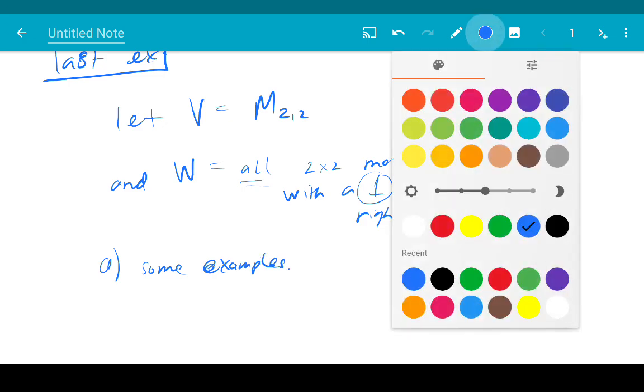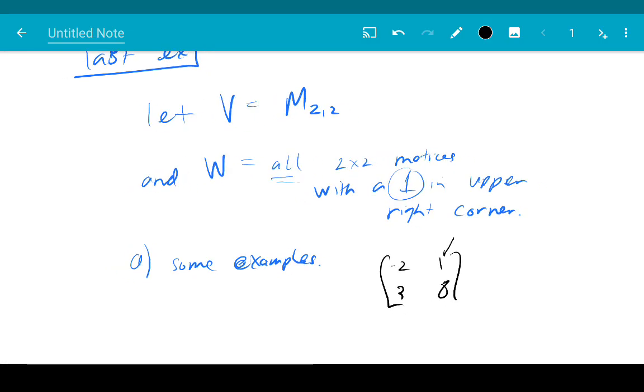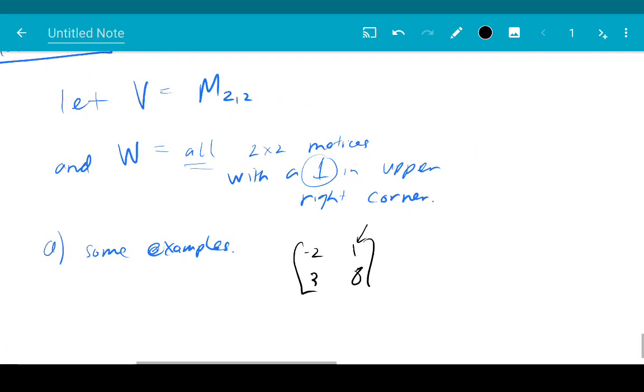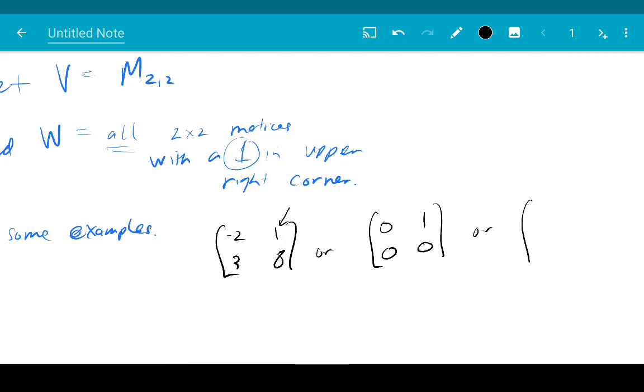I'll do that. Here's an example. How about -2, 1, 3, 8? Any 2 by 2 matrix that has a 1 in the upper right corner is going to be an example. Or how about 0, 1, 0, 0? There's another one, right? Or 7, 1, 1/2, 2/3. These are all in W, right? How do we know they're in W? Because W is all matrices that have a 1 in the upper right corner. All 2 by 2 matrices.